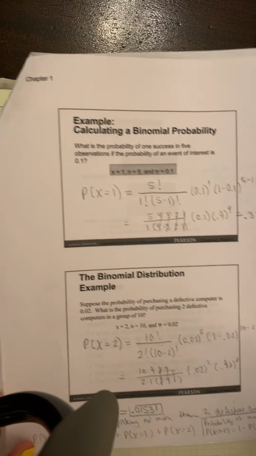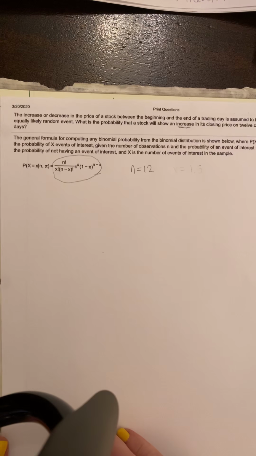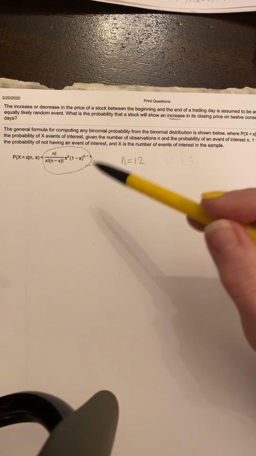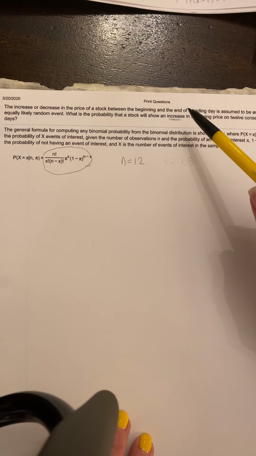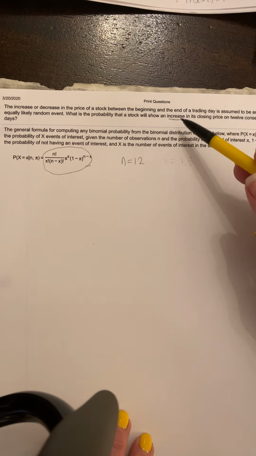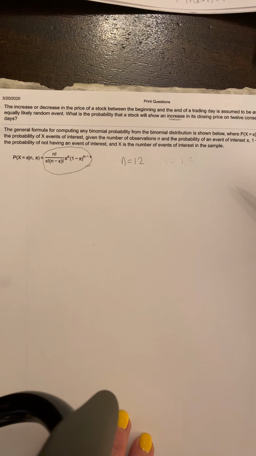Now, let's look at the homework question from MyLabs Plus. And there's our formula. Again, looks pretty exciting. But it looks like we've got a stock either going up or down. So that's a 50-50 chance. It's going to do one or the other. And we want to look at an increase, so that would be considered a success. And it happening on 12 consecutive days, okay?